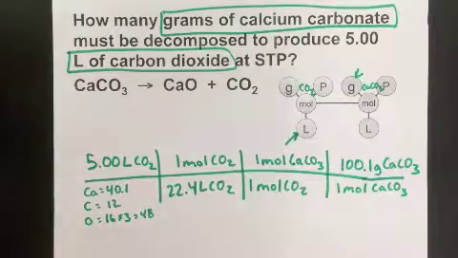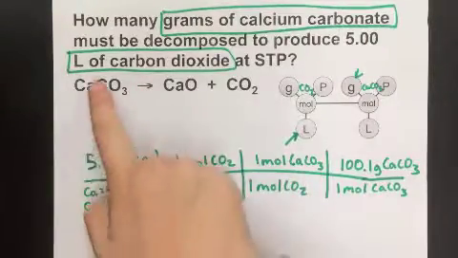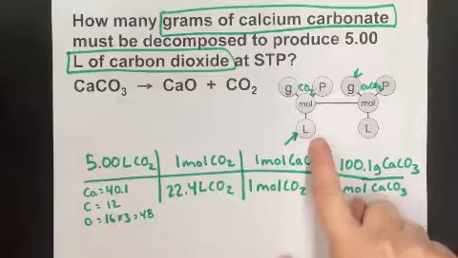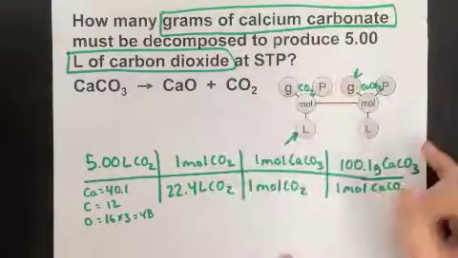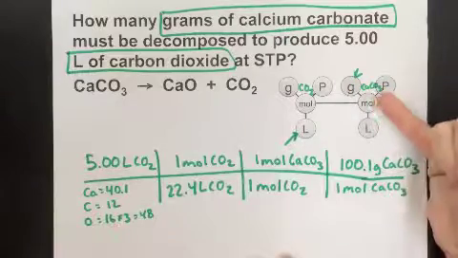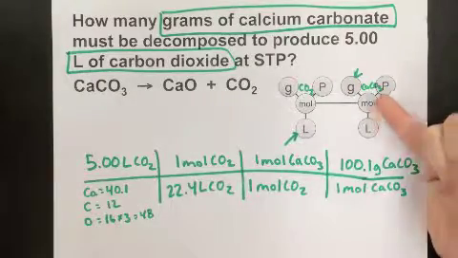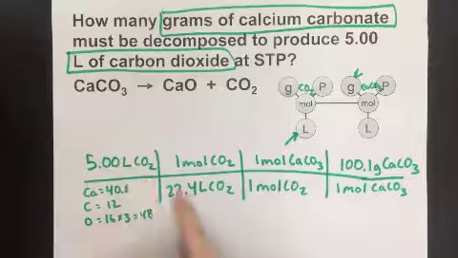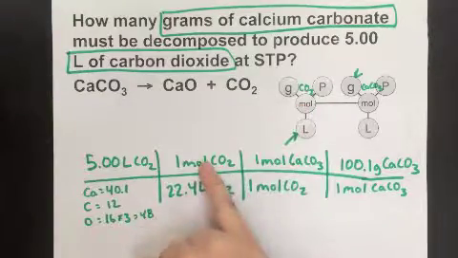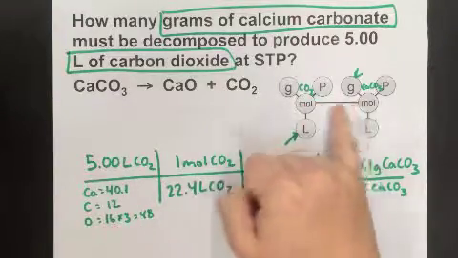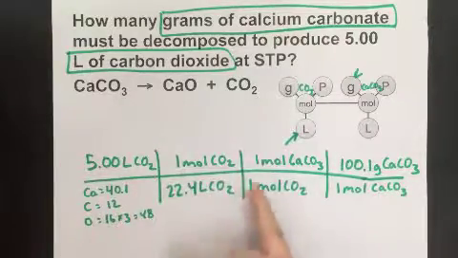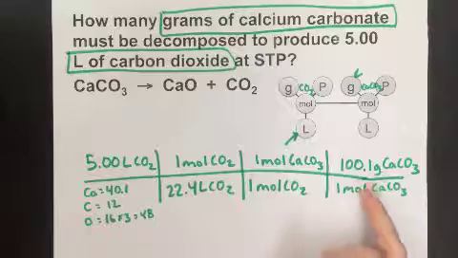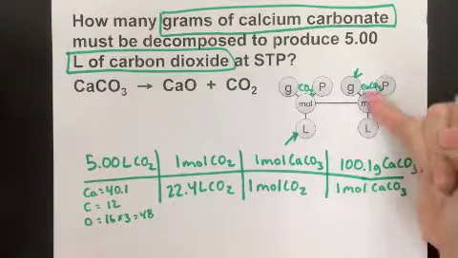So for the last example, you should have realized that you're starting with 5.00 liters of carbon dioxide, so you're starting here. And the question is asking for grams of calcium carbonate, so you're going to go to grams of CaCO3. So your first step is to go from liters to moles, and then you have to cross over that mole bridge, so you get the mole over mole. In this case, they both have a coefficient of 1. And then the last step, go from moles to grams.